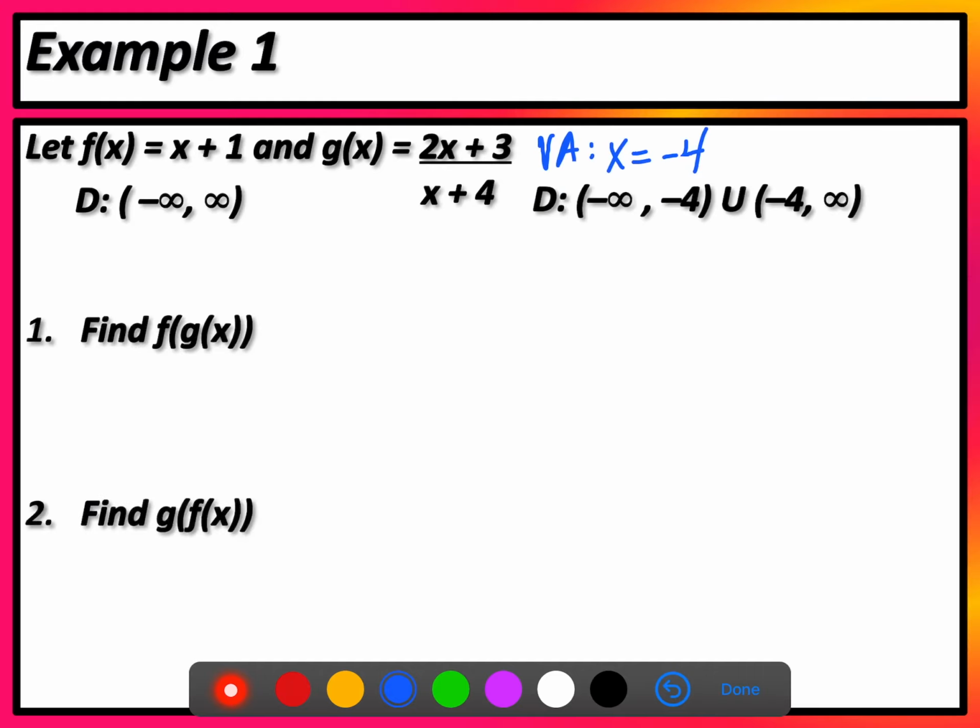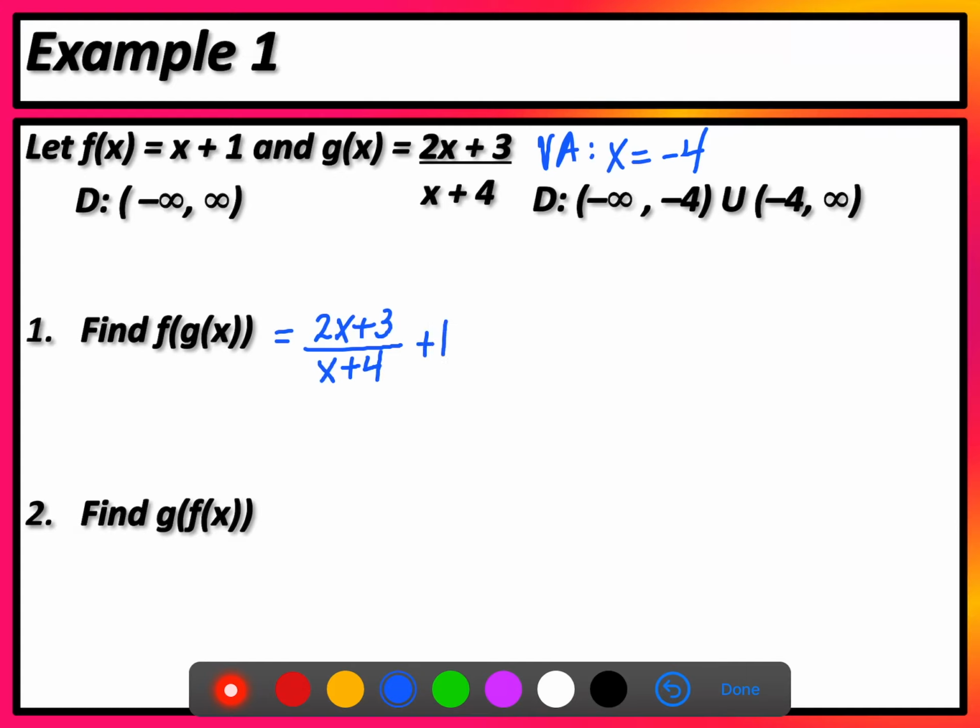All right, so now we're going to do composition in both directions. Remember, composition is not commutative, so f of g of x is different from g of f of x. First thing we're going to do is take our rational function and plug it into f. So that means 2 times (x plus 3) over (x plus 4), plus 1.